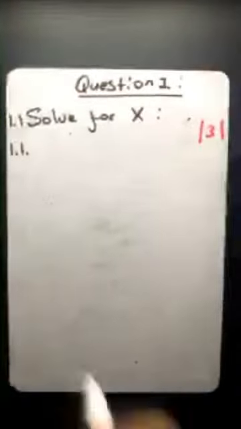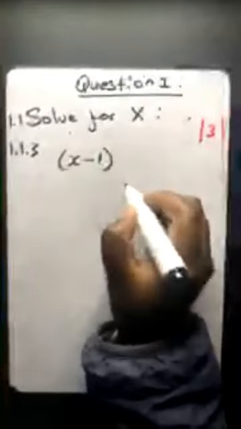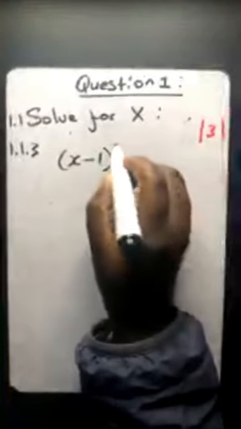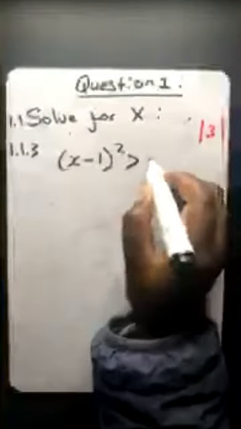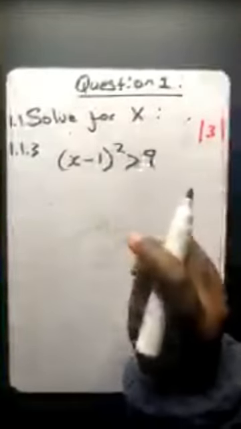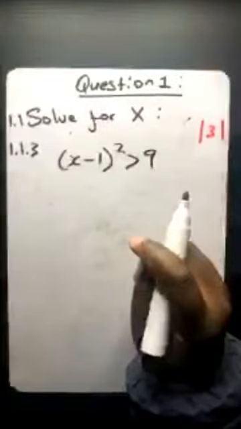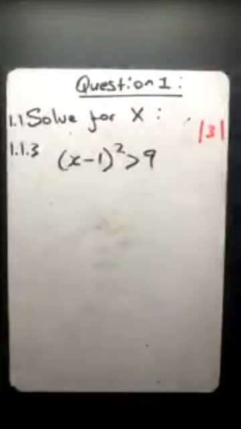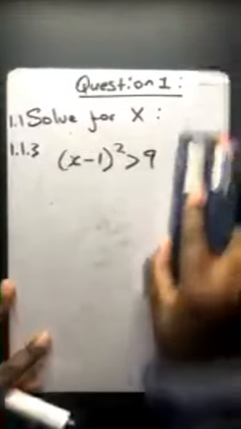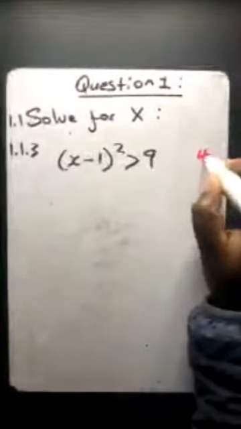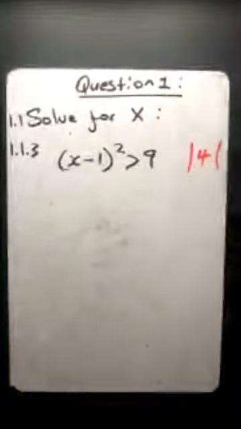1.1.2 Lea Puma. 1.1.3 Yaka. What are we having then? So it's x minus 1 squared greater than 9. And this question is allocated 4 marks. So the previous question that we've done was allocated 4 marks, and also this one is allocated 4 marks.